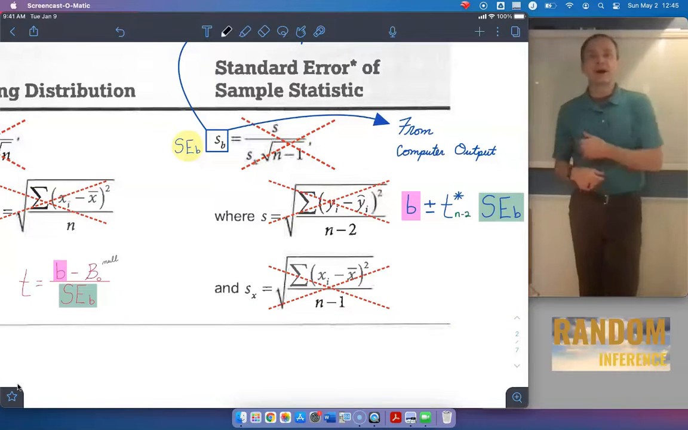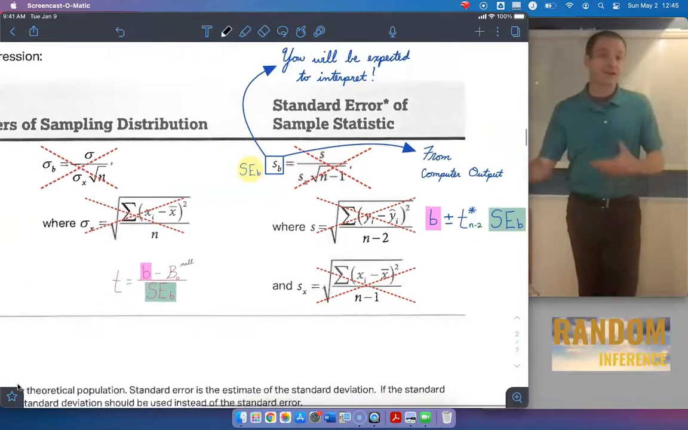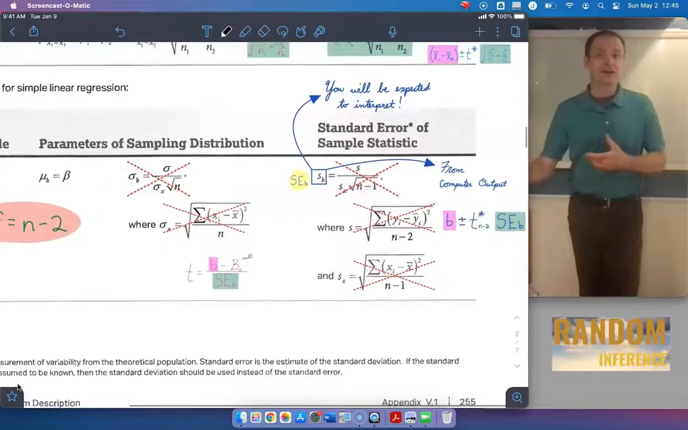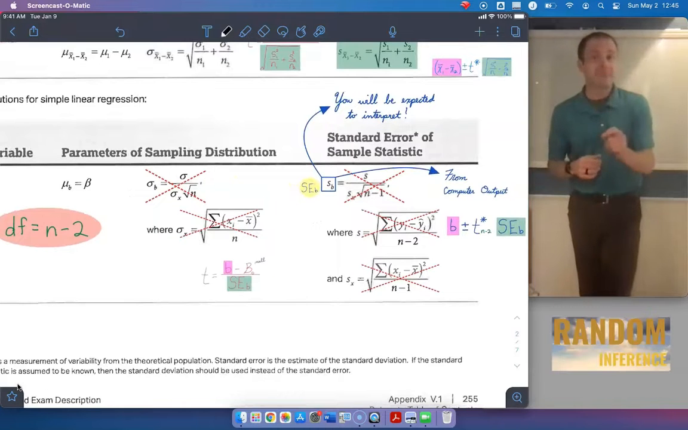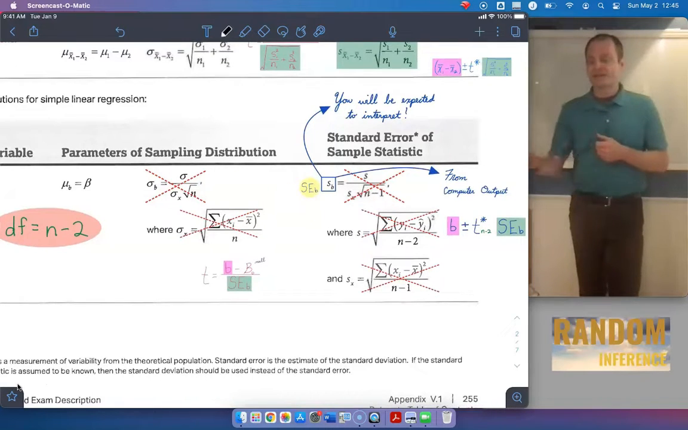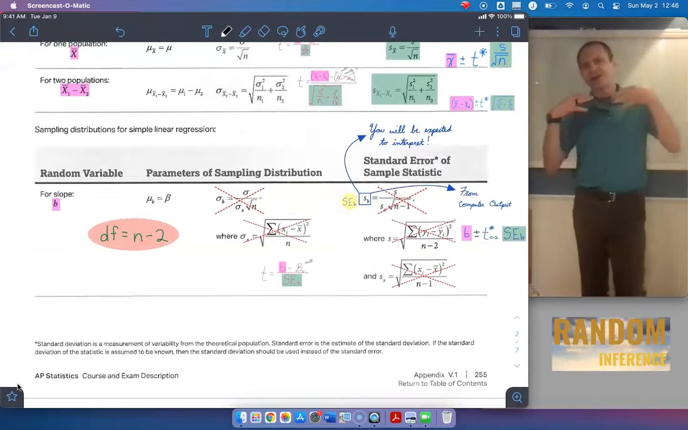On the right side, right by me, you can see the setup for a confidence interval for slope. But there's a lot you get to cross out here that you don't really need to know how to use, but you do have to know how to interpret and where to find them and be able to plug them in. So that is the sampling distribution for linear regressions. And that's all the formulas.